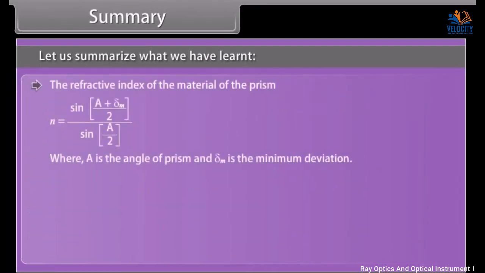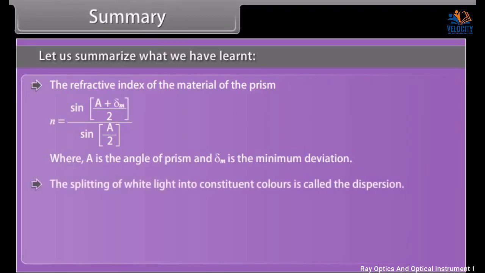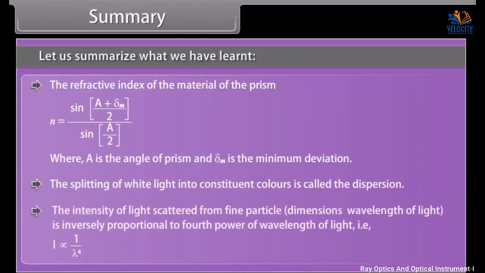The refractive index of the material of the prism, n is equal to sine of (A plus delta minimum) by 2 divided by sine of A by 2, where A is the angle of prism and delta m is the minimum deviation. The splitting of white light into constituent colors is called the dispersion. The intensity of light scattered from fine particles, dimensions smaller than wavelength of light, is inversely proportional to fourth power of wavelength of light, that is, I directly proportional to 1 upon lambda raised to the power 4.